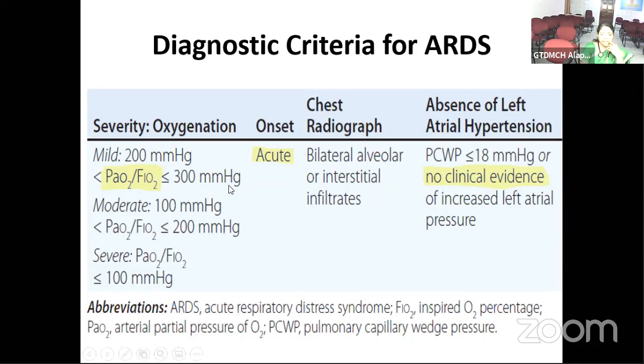We will get to that when we are connecting the patient to the ventilator, I will describe all these things. So PaO2 by FiO2 should be less than 300 but up to 200, and then it is mild. If PaO2 by FiO2 is 200 to 100, then it is moderate. Then severe, if the PaO2 by FiO2 is 100 or less. So this is how you assess the severity. And the onset should be acute. Chest X-ray should show the bilateral alveolar or interstitial infiltrates, and you should rule out left atrial hypertension also.